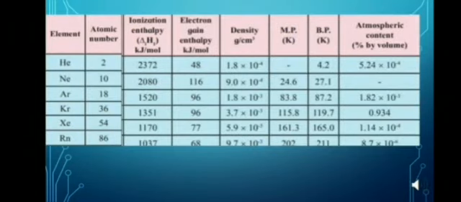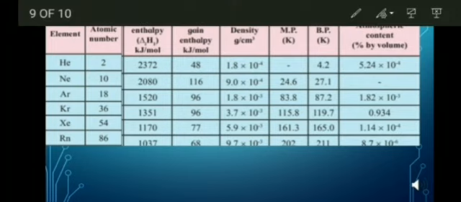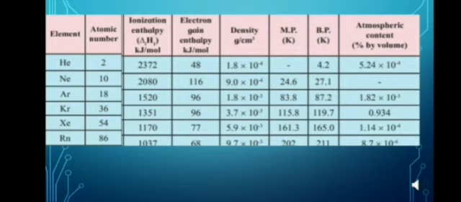Now if we see group 18, the elements possess very high values of ionization enthalpy. The ionization enthalpy of the noble gases is highest. The ionization enthalpy decreases down the group. Larger ionization enthalpy is due to the closed shell electronic configuration, as it requires a very large amount of energy to remove an electron from the completely filled outermost shell.